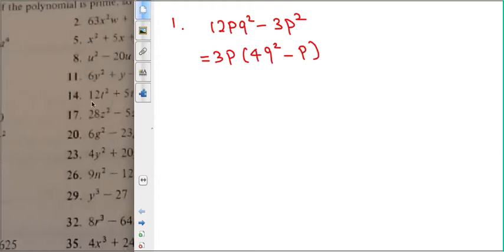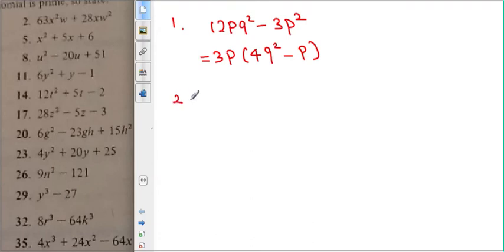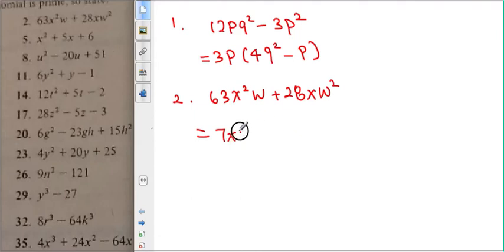All right, then let's move on to the second one. Second one goes 63x squared w plus 28xw squared. Now, in this case, what is the common factor? That's right, 7 is common, and x is common, and w is also common. When you factor out 7xw, you will realize that 9x is left from the first one, plus 4w is left from the second one. There's nothing else which we can factor from here, and that's our answer.